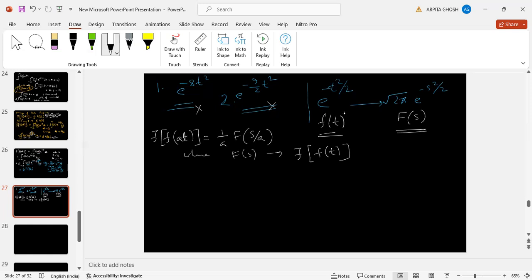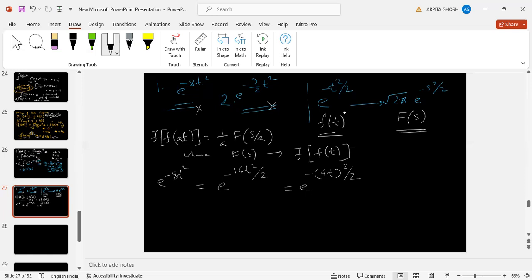Now for the first one, e to the power minus 8t square. Tell me, how will we write this first? We know the Fourier transform of e to the power minus t square by 2. So how will you write it? This can be written as minus 16t square by 2. Minus 16t square, leave the minus aside. What is the whole square? 4t whole square by 2. This is e to the power minus 4t whole square by 2.